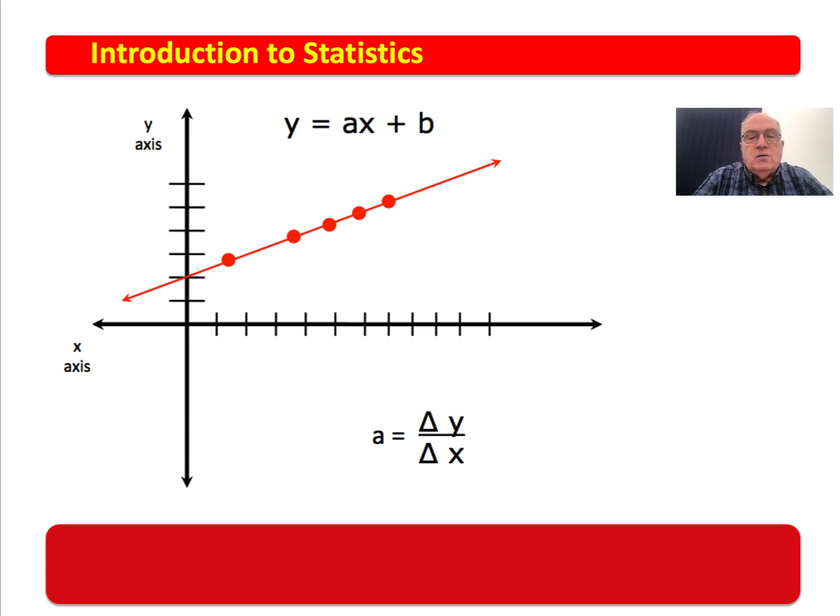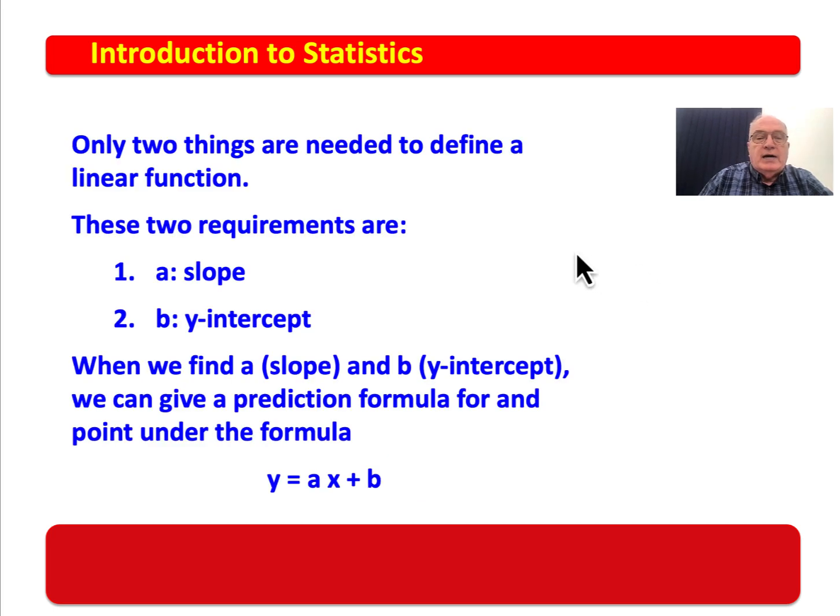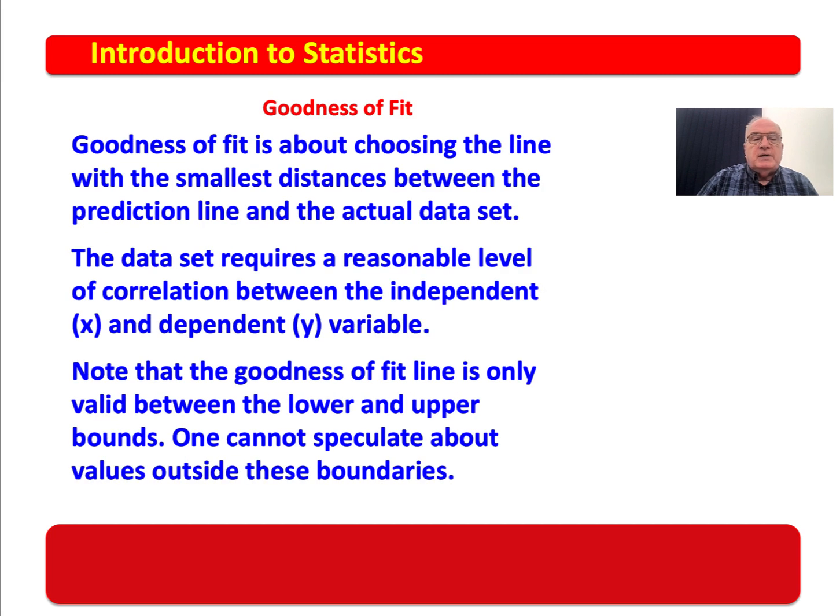Now, y equals ax plus b. A is the slope of the line, and b is the y-intercept. Only two things are needed to define a linear function. The two requirements are the slope and a point, and our point in this case will be the y-intercept. When you find the slope, a, and b, the y-intercept, we can give a prediction formula for any point under the formula, y equals ax plus b.